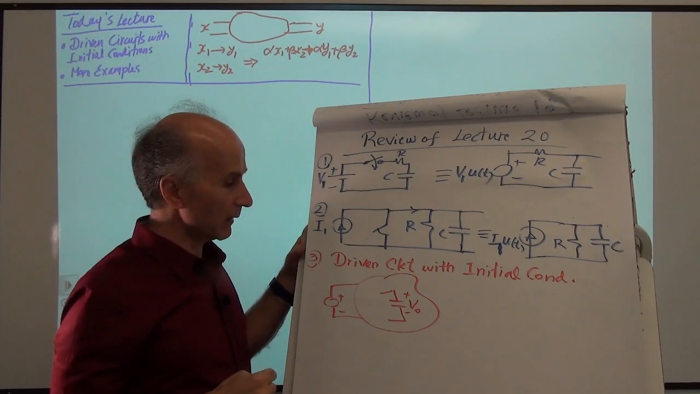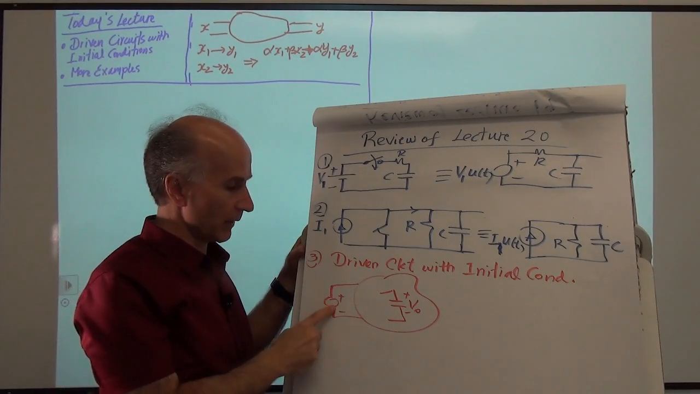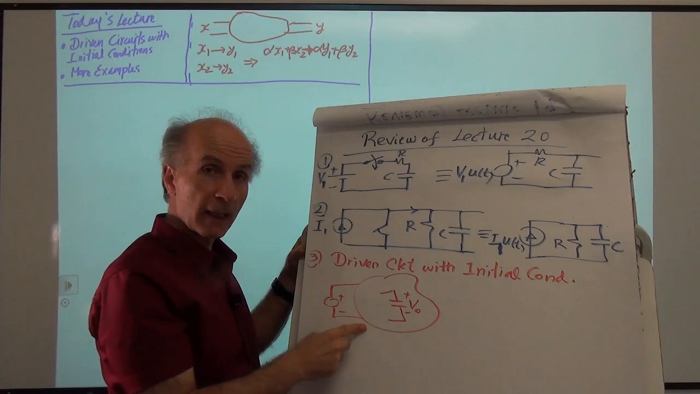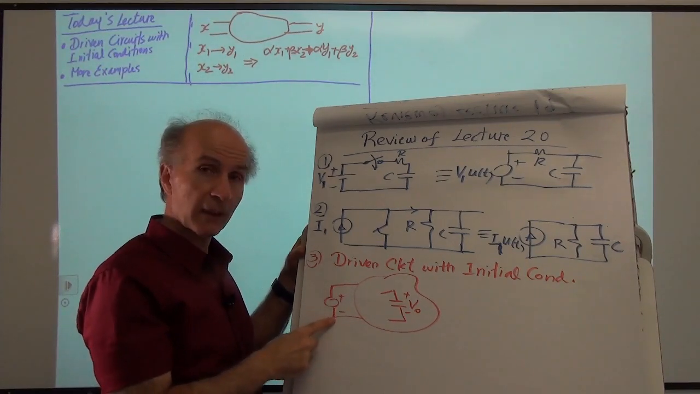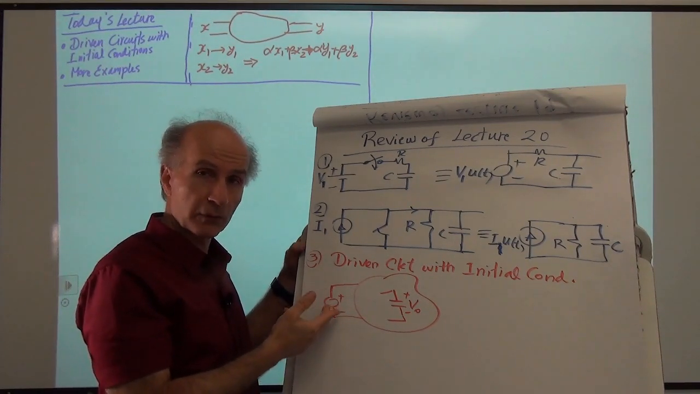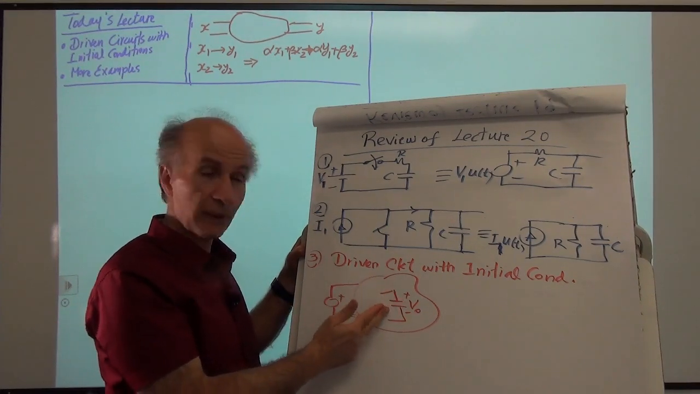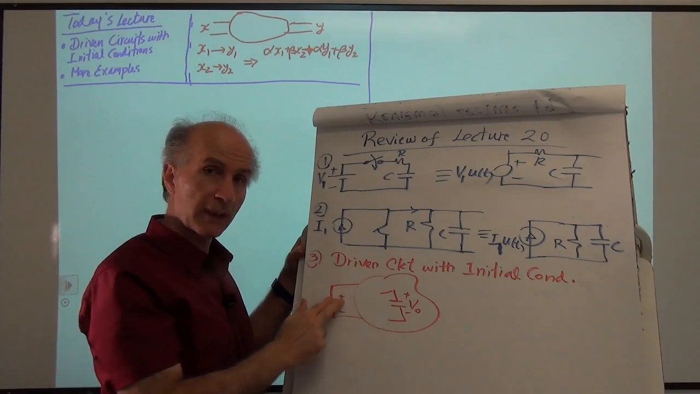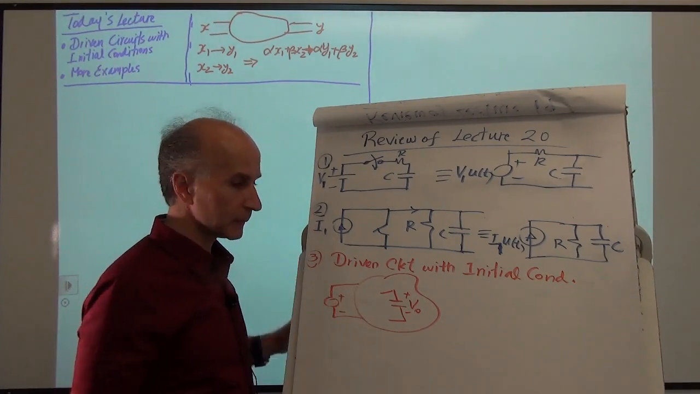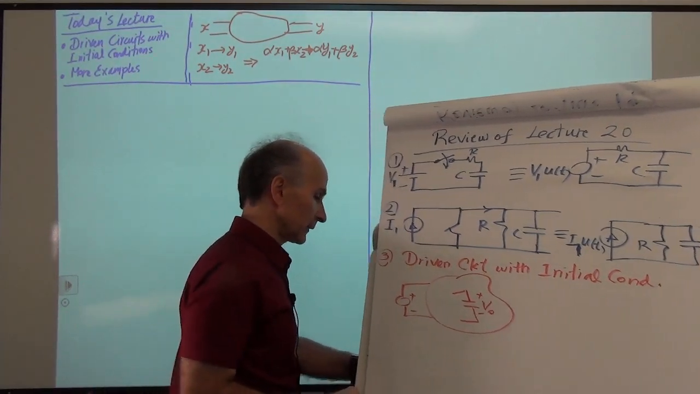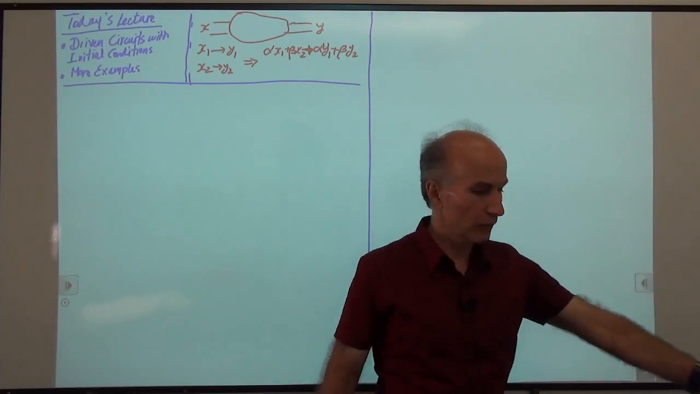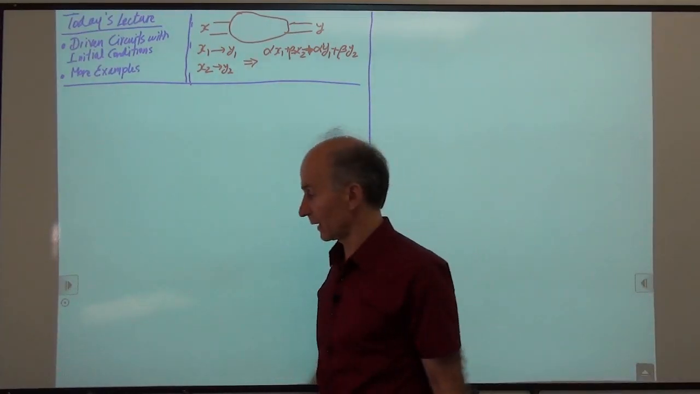All right, and then finally we asked this question: I have a circuit which is driven. It has an input from outside, an independent voltage or current source, and then it also has some initial condition on the capacitor. So how do I analyze this circuit? All right, so today we'll talk about that, and we introduce two methods of analyzing a system like that.